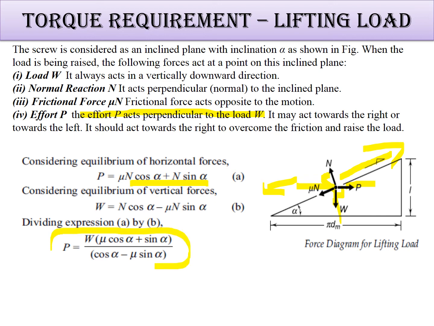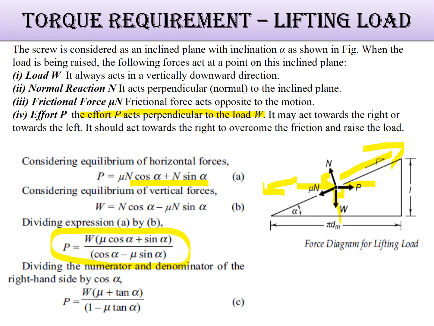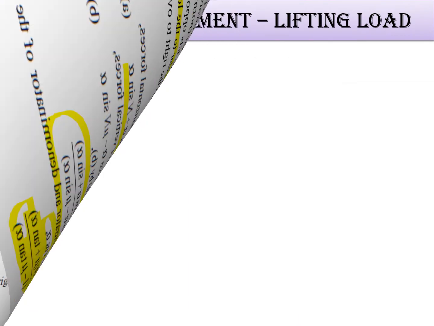So this is the equation which we get here, but we can resolve this equation much more. If we divide the numerator and denominator of the right hand side by cos of alpha, what we get is W times mu plus tan of alpha divided by 1 minus mu tan of alpha. This is the main equation which we needed. Now we can resolve this equation again.